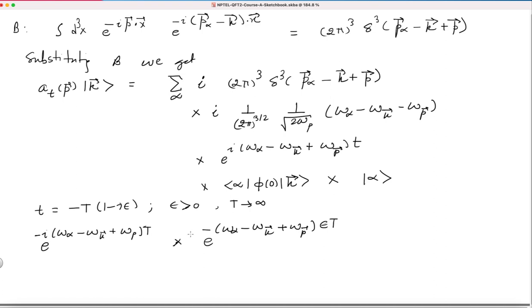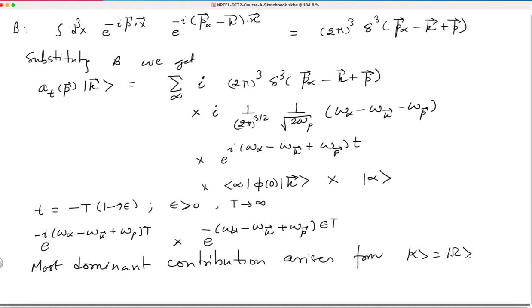So which one will give you the most dominant contribution? The one which has the least energy, and the state that has the least energy is the vacuum. It has energy equal to zero. So the most dominant contribution to this sum will arise from alpha equal to vacuum. Why? Because omega alpha is equal to zero for the vacuum state. So all others will decay faster when you take T to be large.